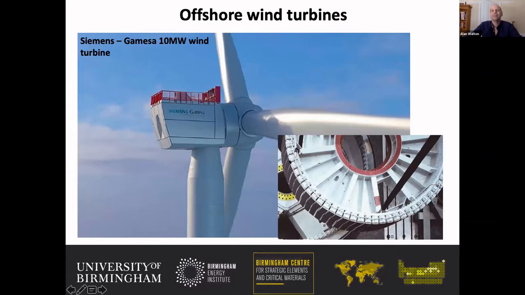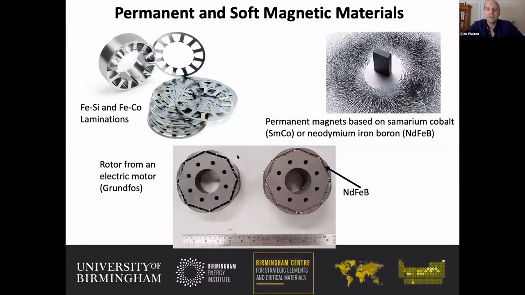And in this case, it's the opposite. They're being used to generate electricity rather than using electricity to create motion. But huge quantities of these rare earth magnets are about to be put offshore around the UK. What do those machines look like?